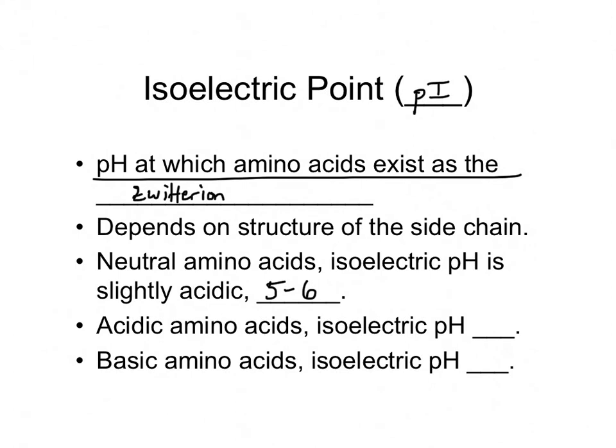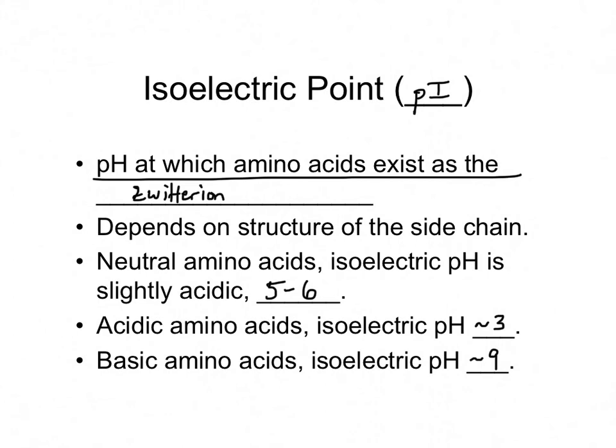If that amino acid is acidic, or the side chain is acidic, the isoelectric point is about 3, a little bit lower. And if it's basic, that isoelectric point is at about 9. It's slightly more basic. So acidic side chains, the isoelectric point's more to the acidic side. Basic side chain, the isoelectric point's more to the basic side. All right.